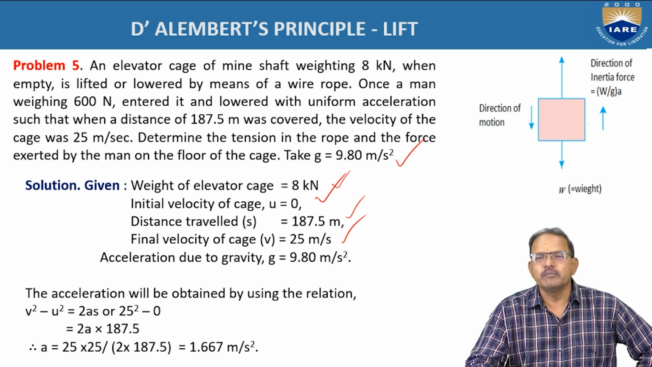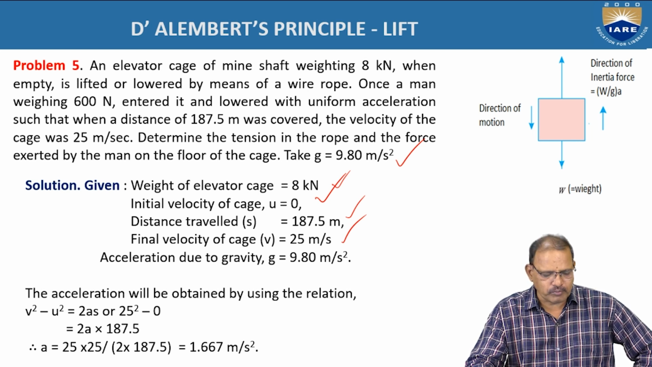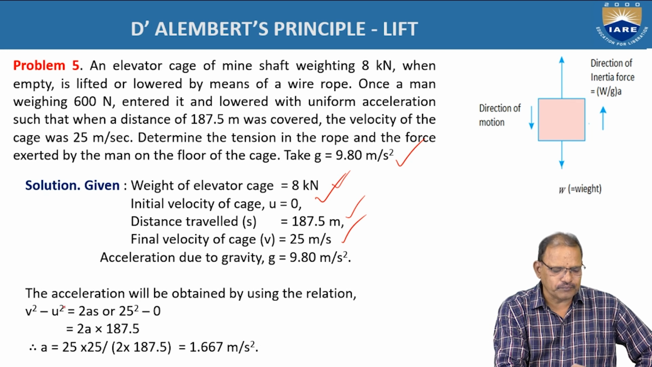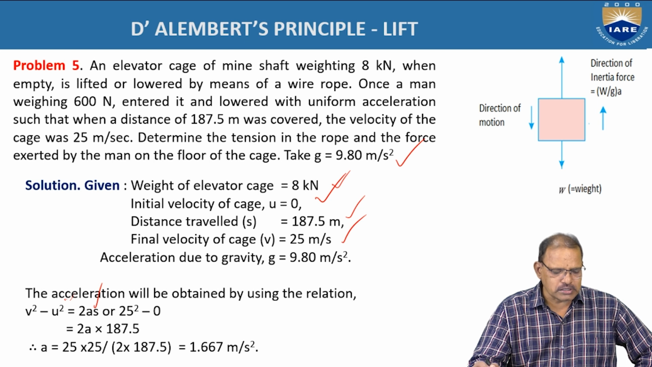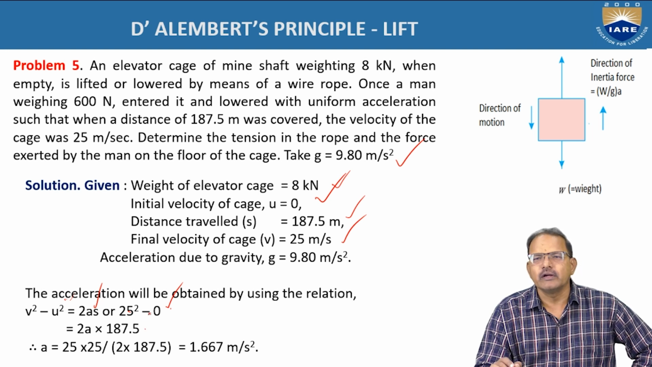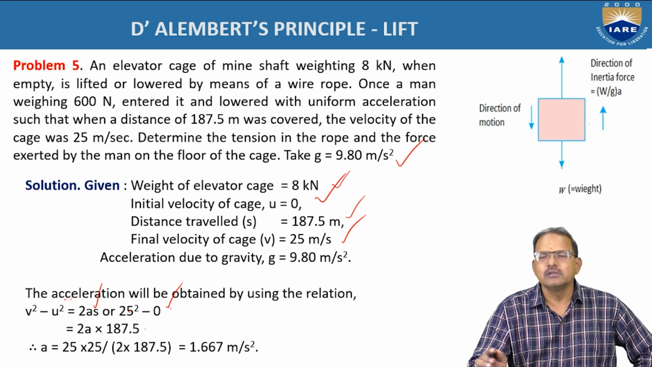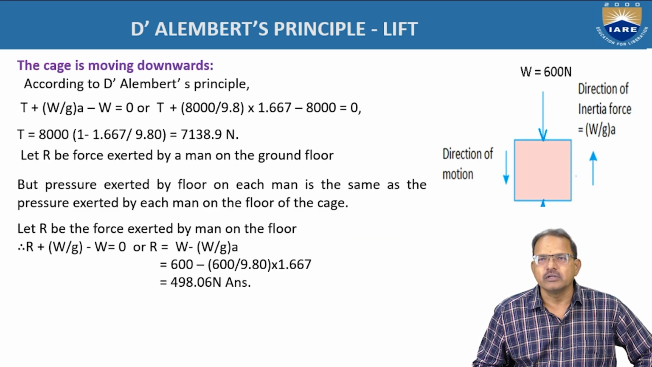Since according to D'Alembert's principle, R minus MA is equal to 0, hence first of all we have to determine the acceleration of the moving body. So by using the relation, V square minus U square is equal to 2AS, where U, the initial velocity, is equal to 0, that is V square minus U square is equal to 2A into S, S is equal to 187.5. From this relation we got A is equal to 1.667 meters per second square.